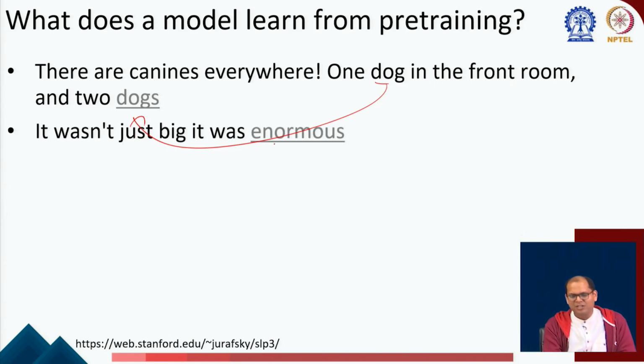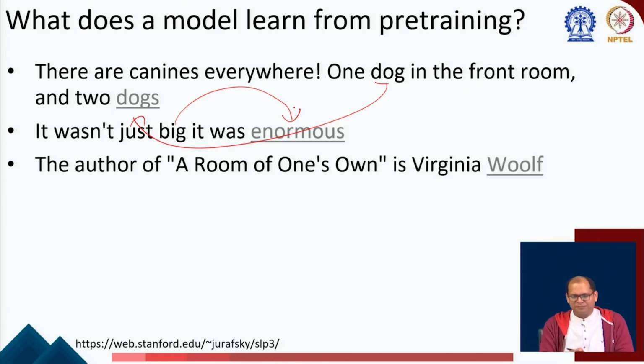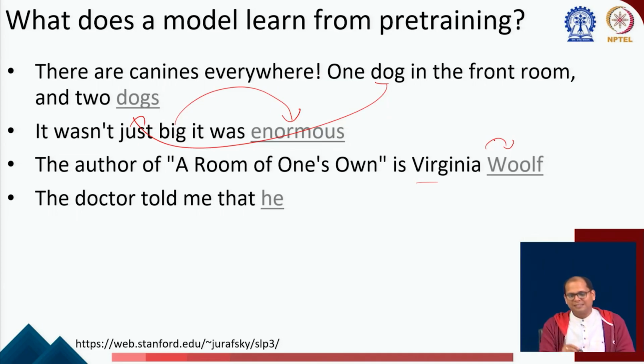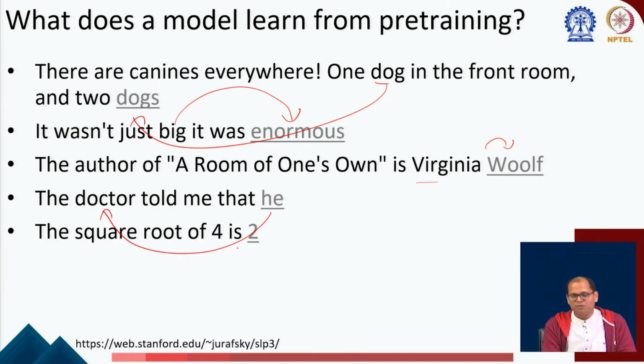So it wasn't just big, it was enormous, right? So you're predicting this, from big you can get enormous, right? The author of A Room of One's Own is Virginia Woolf. So you're learning to predict the name of an author. The doctor told me that, you're learning how to predict the pronoun, right? The square root of 4 is, right, so predict 2, you're actually learning some math skill, that the square root of 4 is 2, right?